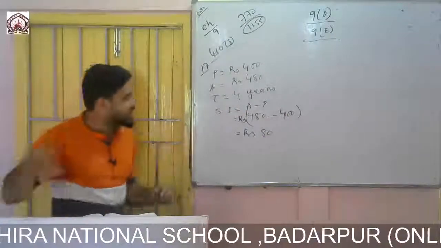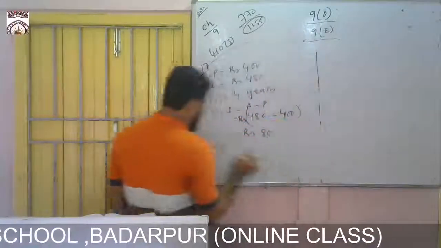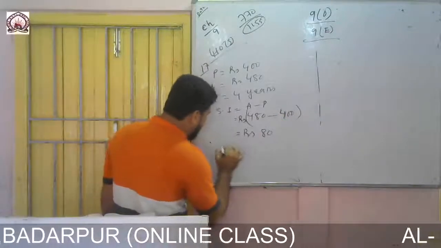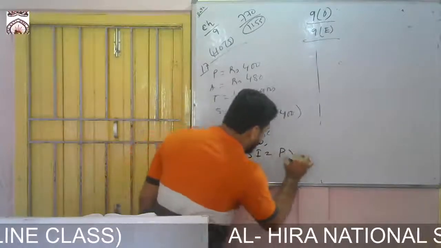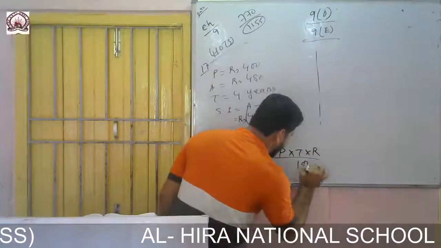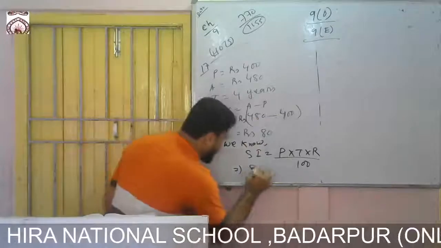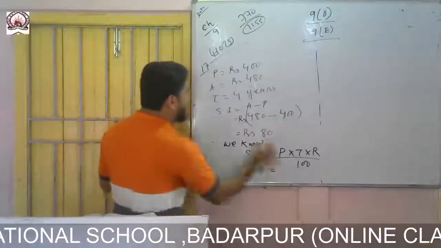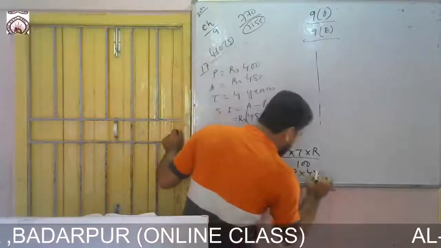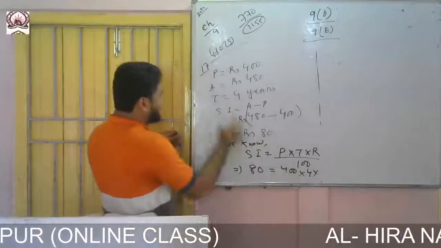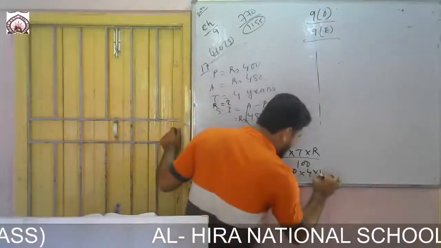Now you can find the rate of interest. We know SI equals P into T into R by 100. Now we got the value of SI, that is 80, so put 80 here. P is given as 400. T is given as 4 years. And R we need to find, so you can also write R equals question mark.